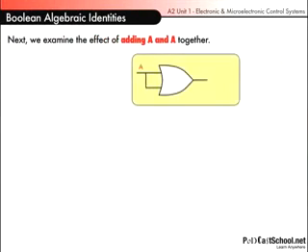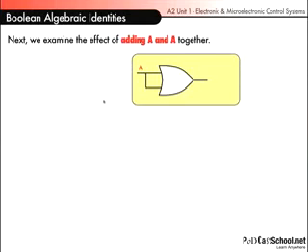Now, what happens if we add A and A together? So for this, I've used the OR gate from before. Remember, adding is OR gates. I've got an A in the input, and we're adding it to another A. We're ORing it with another A. So the simplest way to do that is just to connect the inputs. So what am I going to get at the output? Can you think?